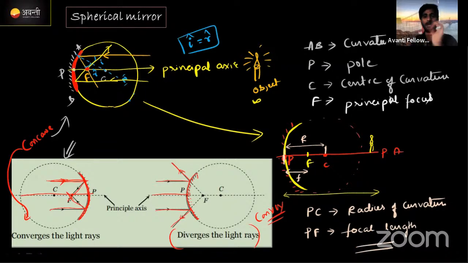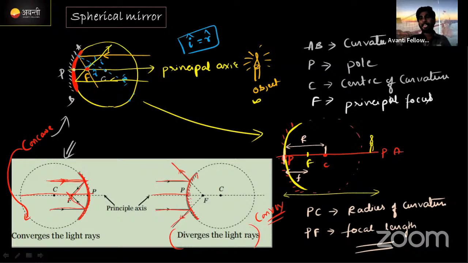Let me know through the chat box the terms which are present in a mirror. What are the terms? First one is curvature. What is curvature? The portion of a mirror is known as the curvature. In that portion of the mirror, any midpoint that we take we call the pole point. Correct? Right? Good. Next, in front of the mirror curvature we have to assume one big sphere. Correct? The center of the sphere we call the center of curvature, and the line from the pole to the center of curvature is the principal axis.